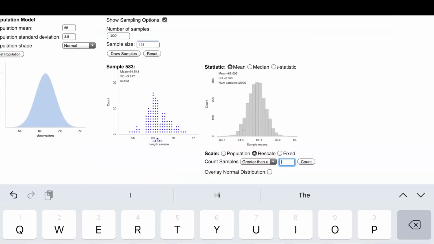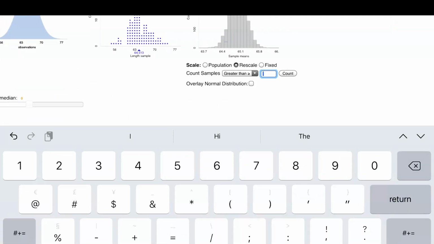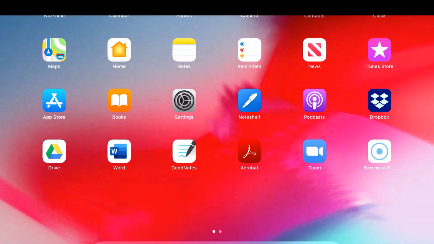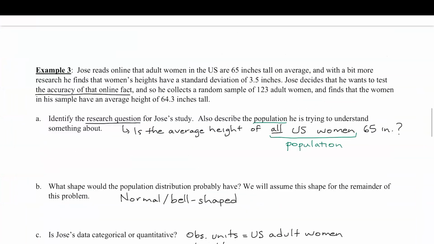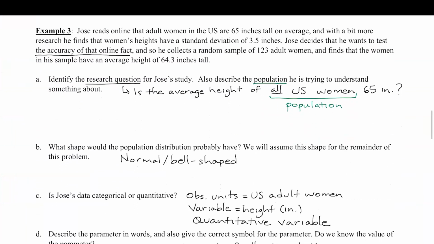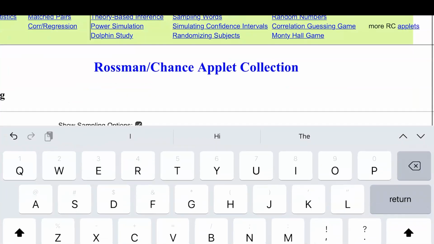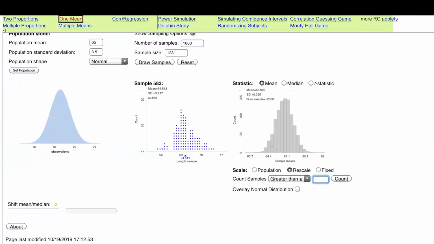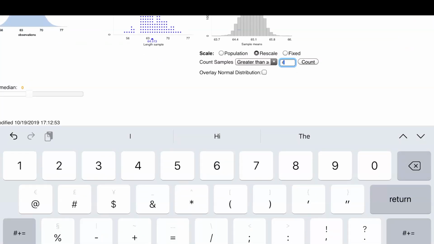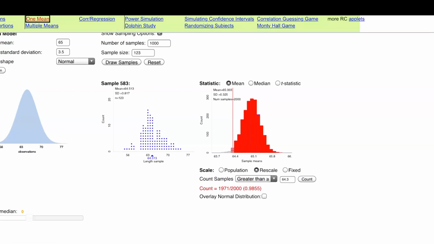All right, so if we want to find a p-value, generally speaking, we put our statistic into the count box, and I've got to go back and look it up. The mean from Jose's sample was 64.3 inches. So that's what I'm going to put in my count box, 64.3. So in general, what goes into the count box is the sample statistic. In this case, it's an X-bar value.